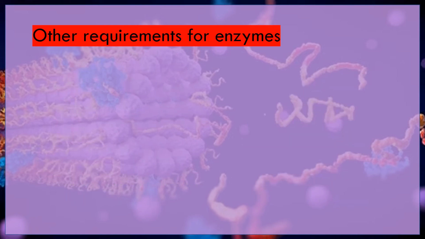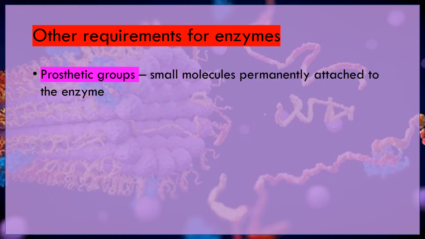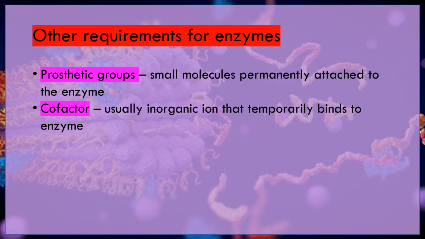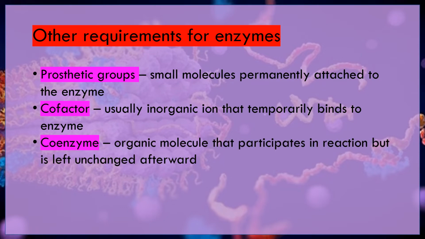For enzymes, we have these things called prosthetic groups, which are small molecules permanently attached to the enzyme. We have cofactors, which are usually inorganic ions that temporarily bind to an enzyme. And we have coenzymes, which are organic molecules that participate in the reaction but are left unchanged afterwards. And here's an example of those.